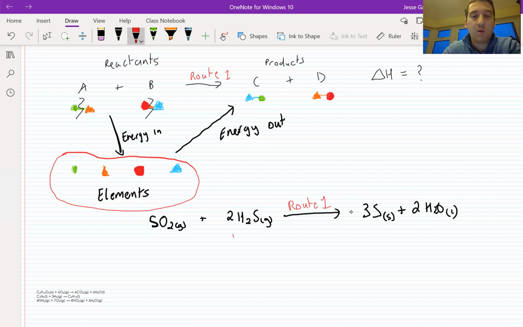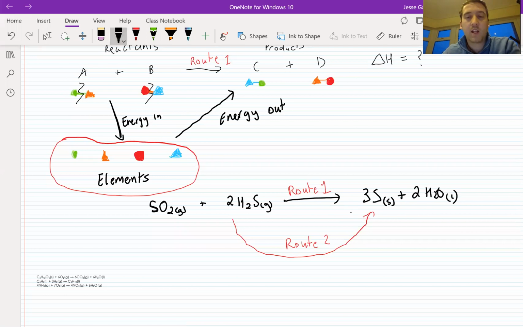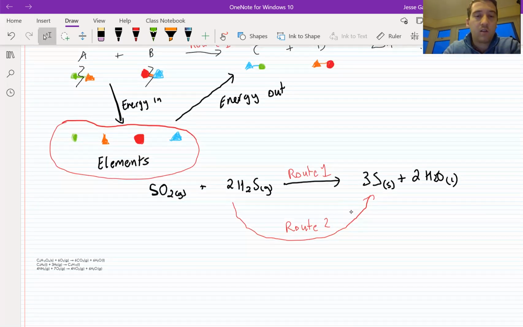If we want to get a little bit more detailed about it, though, we can consider what we call route 2. And when we consider the more detailed route 2, we have to figure out what are the elements in the reactants here. Well, first of all, we've got sulfur. Remember, this SO2 is made of sulfur and oxygen. And there's actually another sulfur over here. And in fact, there's two sulfurs over here, because it's 2 times everything after it. So altogether, we've got 3 S atoms.